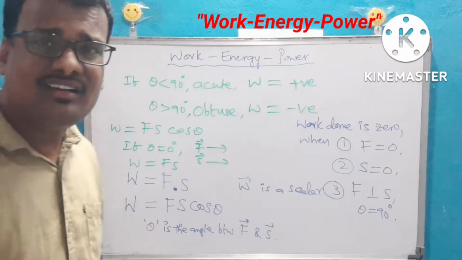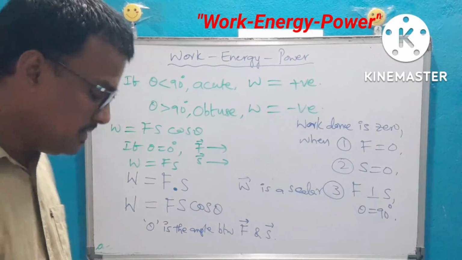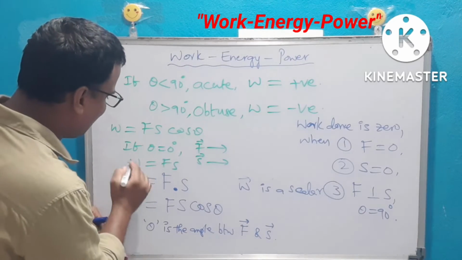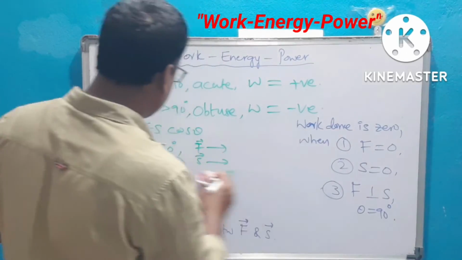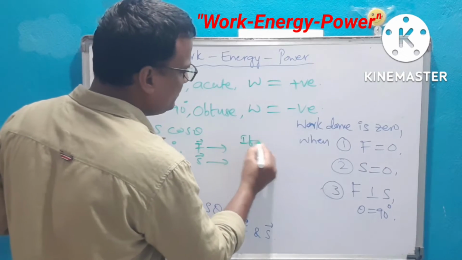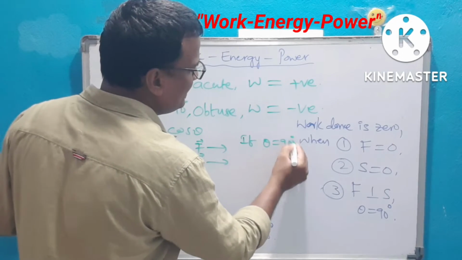Now when is the work done minimum? Here we get maximum work done. So when do we say that the work done is minimum? If theta equals 90 degrees.